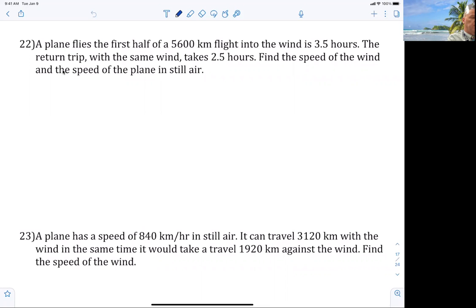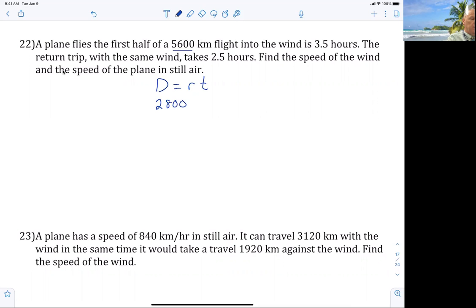A plane flies the first half of a 5,600 kilometer flight into the wind in 3.5 hours. So again, we have the plane plus the wind and the plane minus the wind. Do you agree? Yes. The first thing I always try to remind kids is distance equals rate times time. It's saying the plane flies the first half of the trip, so that distance looks like 2,800. Do you agree with that?